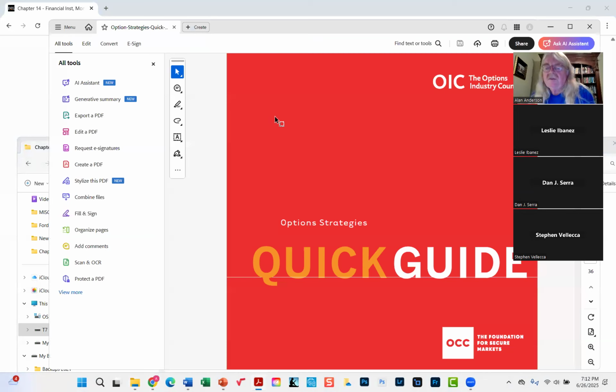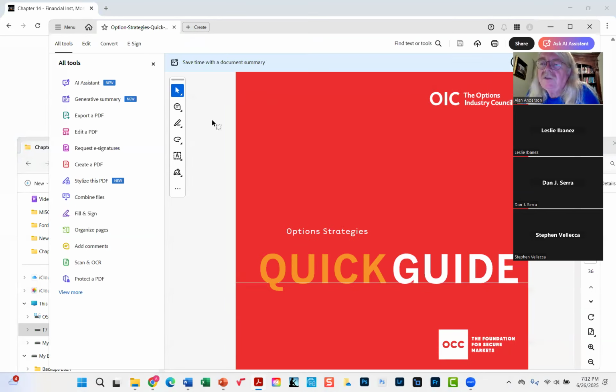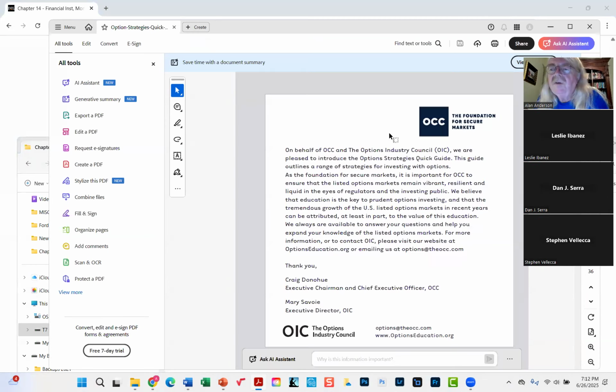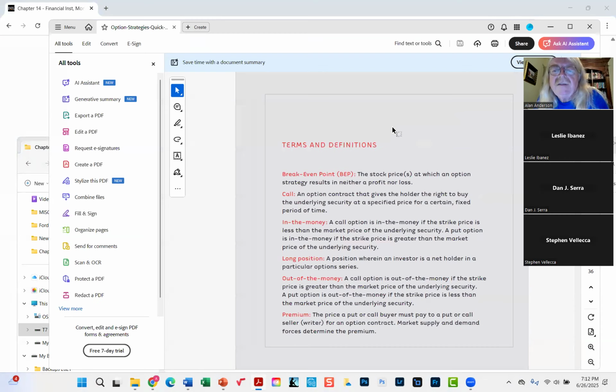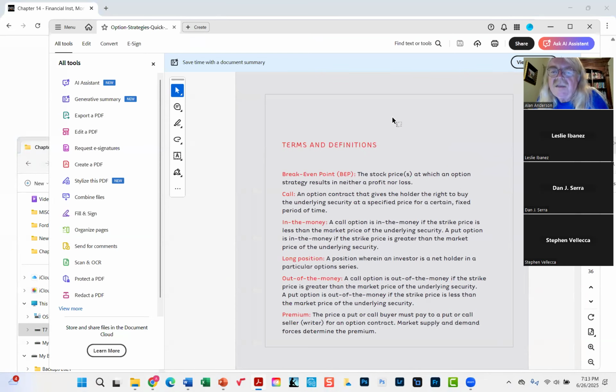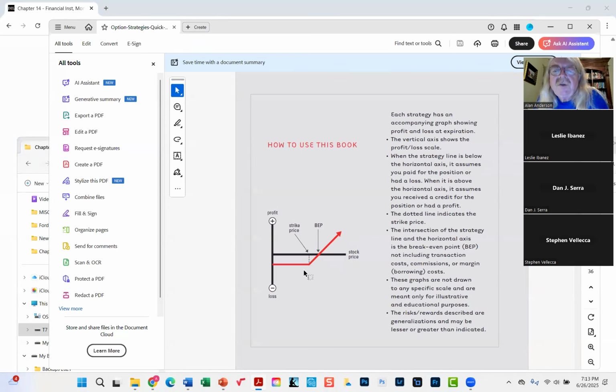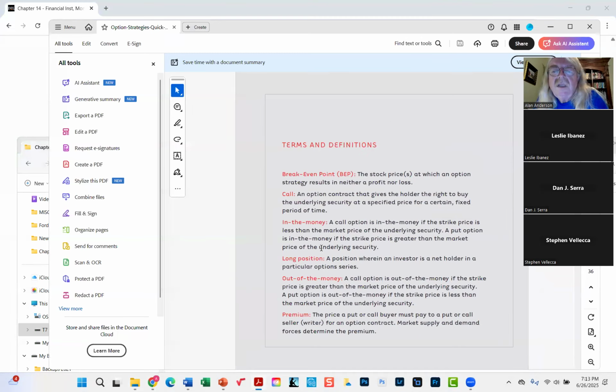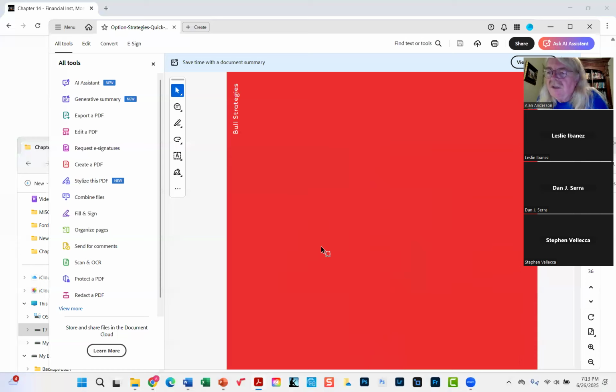Now, this is published by an organization that is set up to increase education in options, called the Options Industry Council, to promote the use of options. And so they've got all this terminology to remind you what these key terms mean. And they're showing you how they'll illustrate these strategies. They're always going to show you the strike price and the break-even point. They're going to also explain to you when you might want to use these strategies.